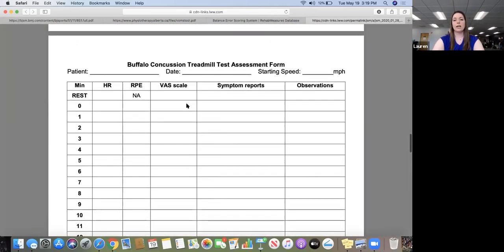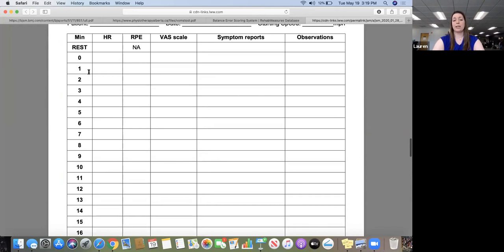And then each minute, as long as they don't meet any of the criteria to stop, you just increase that degree of incline by 1 degree. And that overall goal is to see what level of exertion they are able to exercise at symptom-free. So even if you're looking to get someone back to work, or an athlete back to whatever sport they're playing, some sort of activity daily is super beneficial.